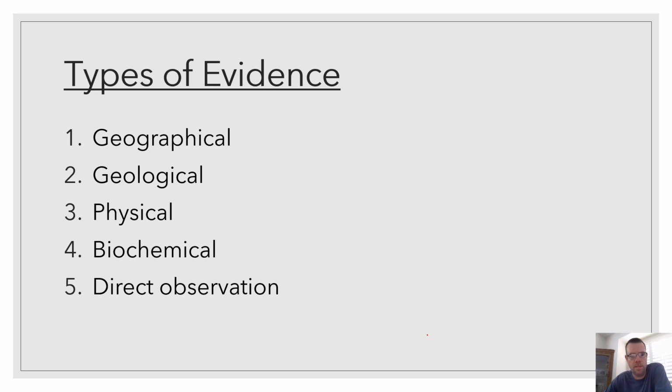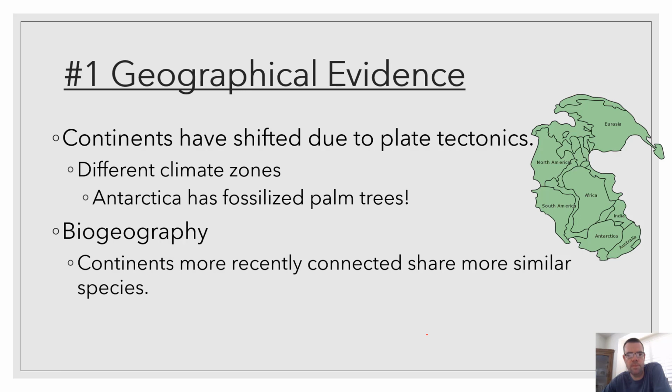Okay. So today we're going to be talking about types of evidence for evolution. The first of those is geographical. Then we'll go into geological, physical, biochemical, and direct observation of evolution. Despite what some people say, we actually have seen evolution take place in the lab and in the real world. So we'll start with geographical evidence.